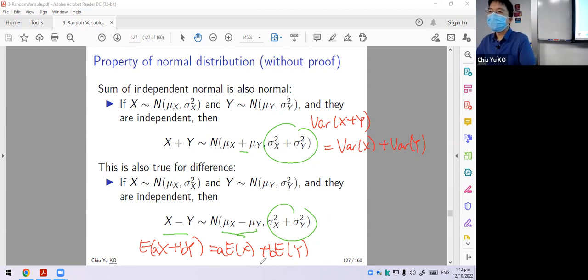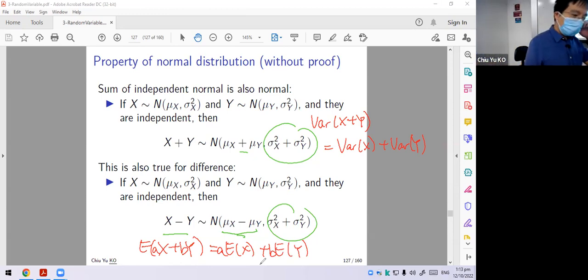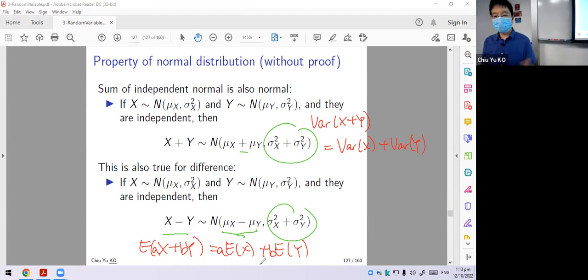So when you need to remember this, just say two bells added is still a bell. That's the thing you need to know. And the mean just adds up, the variance just adds up. If you add two bells, the mean is the sum of the two means, and the variance is the sum of the two variances. When you subtract them, the variance is still the sum, only the mean is different. That's the only thing you need to remember, and we don't prove it because the proof is too involved.